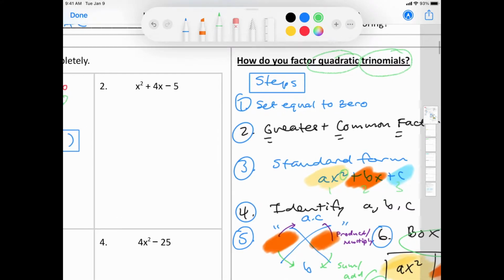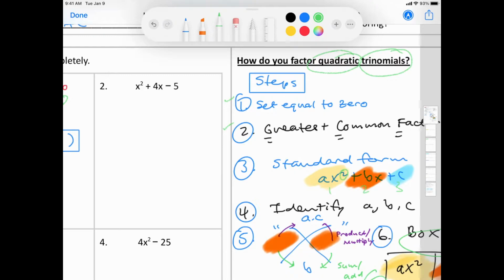This one is a perfect example. We're going to set it equal to 0. So it's already on one side of the equation. You can just put it equal to 0. And here they're just asking us to factor. Okay. They have nothing in common, right? X squared, 4x, and negative 5.